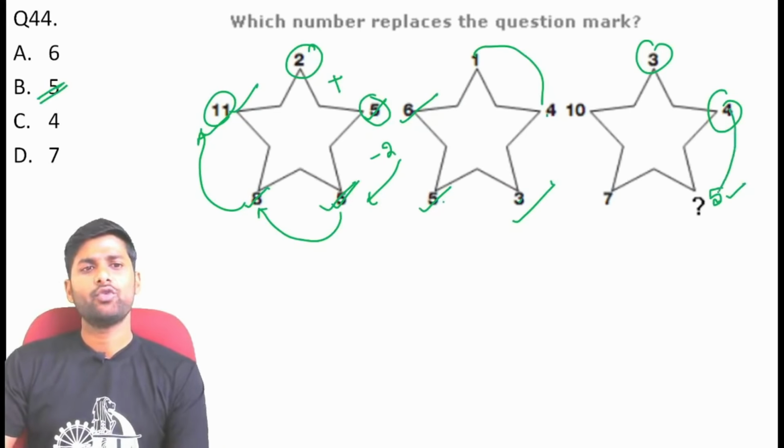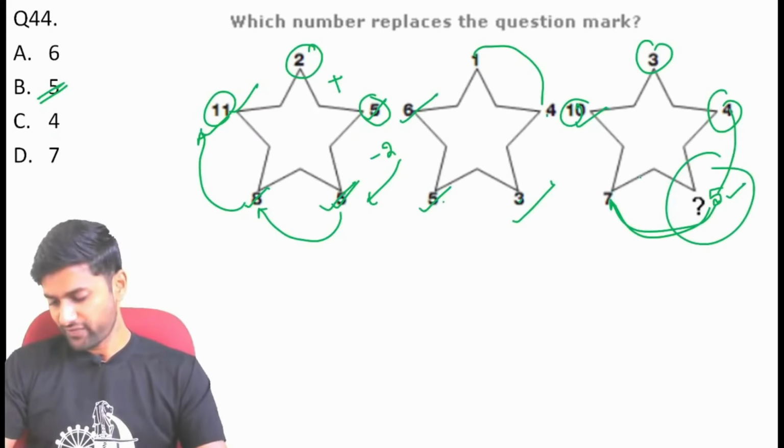You can see that. 4 plus 5, 9. 9 minus 2 is equal to 7. 5 plus 7, 12. 12 minus 2 is equal to 10. So here the missing number is 5.